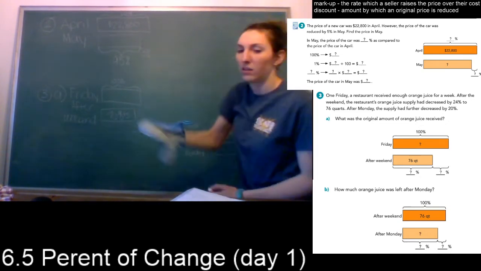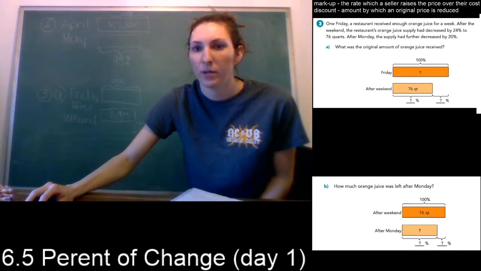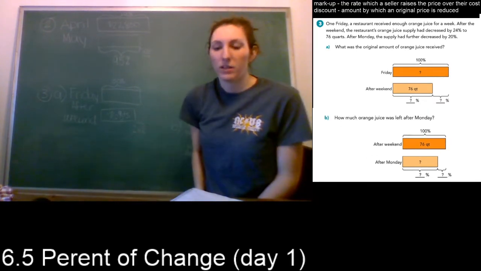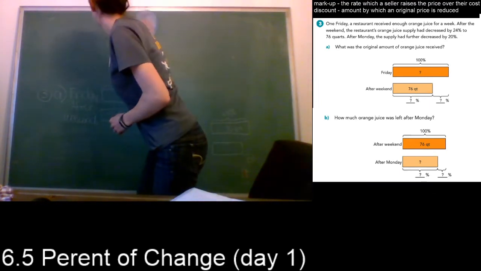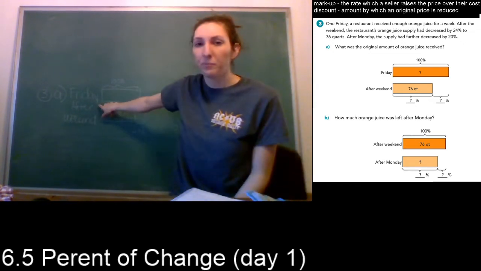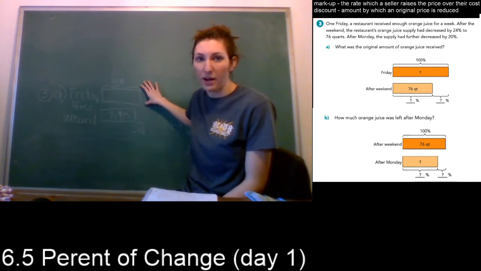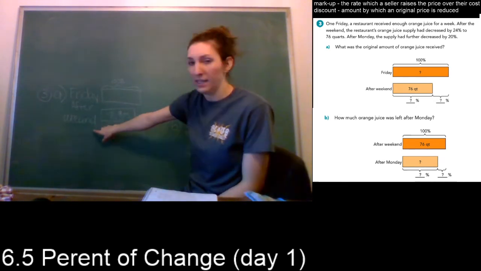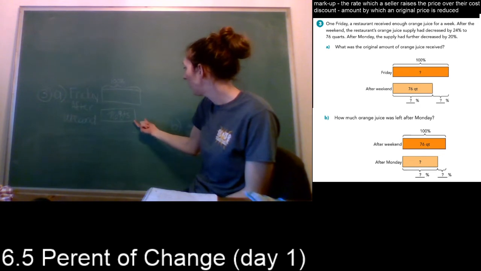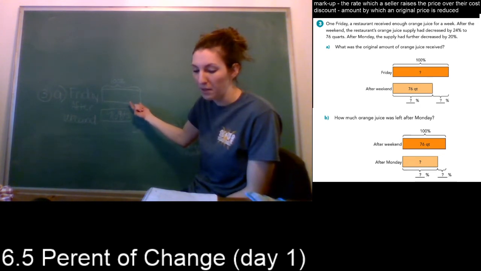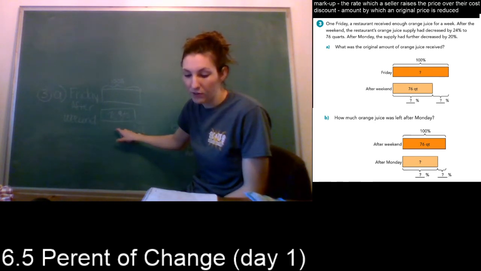So we are done with number 2, so now we're going to look at number 3, parts A and B. Number 3 says that on Friday, a restaurant received enough orange juice for a week. So it got 100% of the orange juice on Friday. Then it tells us that after the weekend, the restaurant's orange juice supply decreased by 24%. So it's 24% less than it was on Friday, and that's 76 quarts. So it had 76 quarts after the weekend.